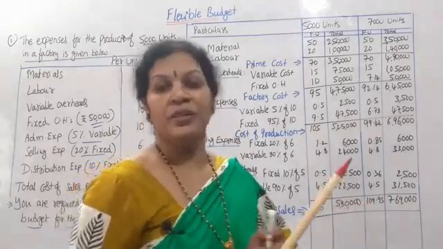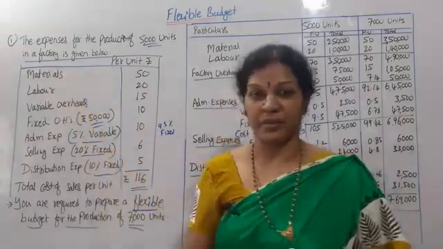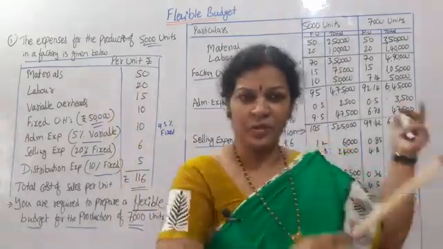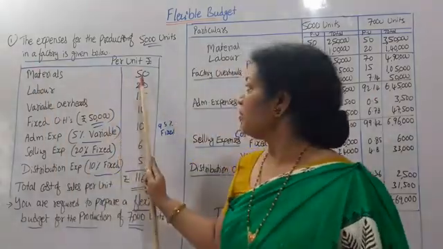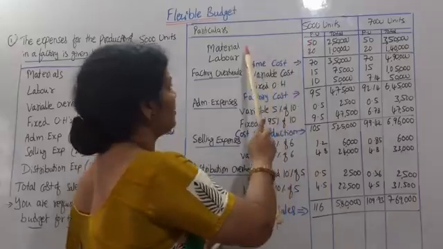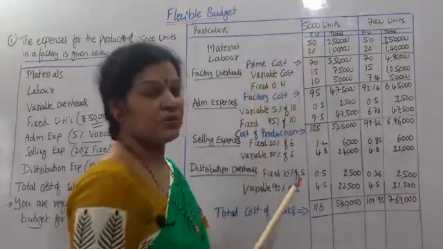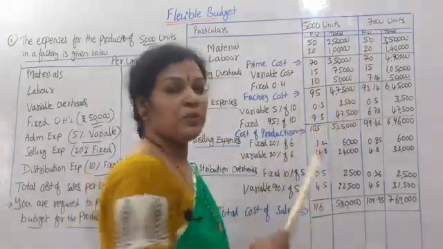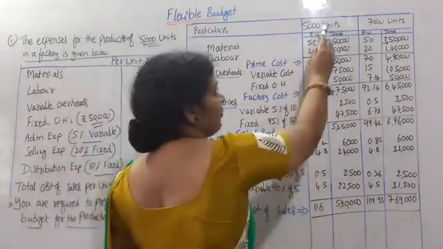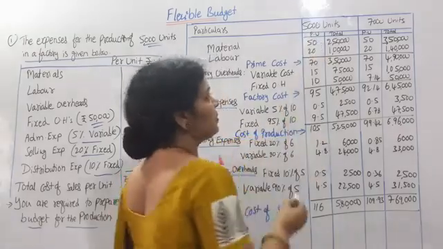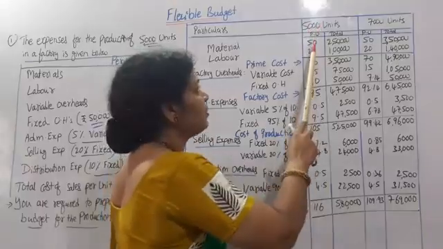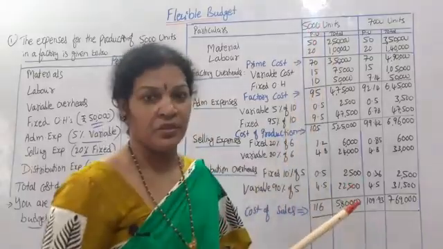First we'll take material and labor. Material and labor per unit is the same, only the units are changing. Per unit it is 50 rupees for material and labor is 20 rupees. What I have done, material and labor are written as 50 rupees, 20 rupees. For 7,000 units also 50 rupees, 20 rupees only. Now where the difference comes is here: when 5,000 units, it is 50 rupees, so 5,000 into 50 comes to 2,50,000.